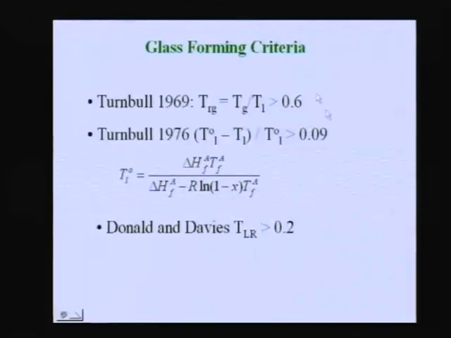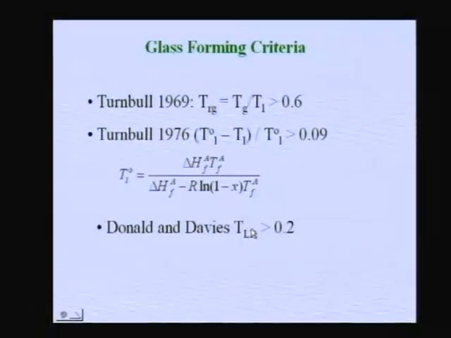And if this parameter is larger than a certain number, that number is here given 0.2, which is given by Donald and Davis long back, and if TLR can be higher than 0.2, then you will get an easy glass former. So easy glass formers are those where the TLR is greater than 0.2. And wherever the TLR is less than 0.2, we can say they are difficult glass formers. That means if you want to get a glass there, the critical cooling rate is higher for such glasses. That means if you use higher cooling rate, you may get a glass in those systems, whereas in these compositions or in these systems where TLR is greater than 0.2, the critical cooling rate is low.